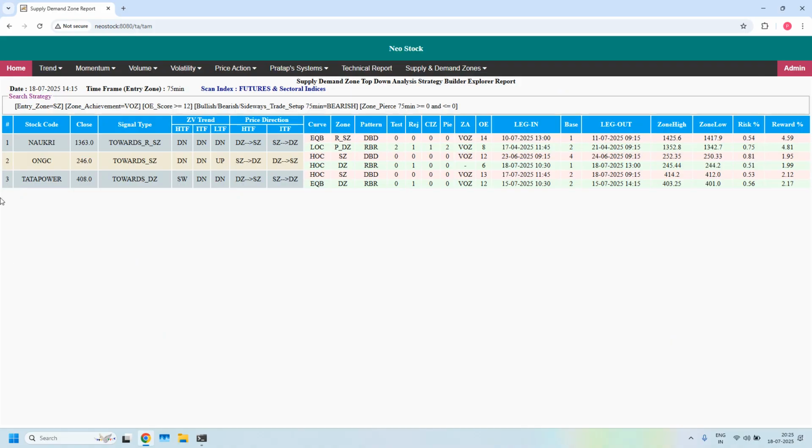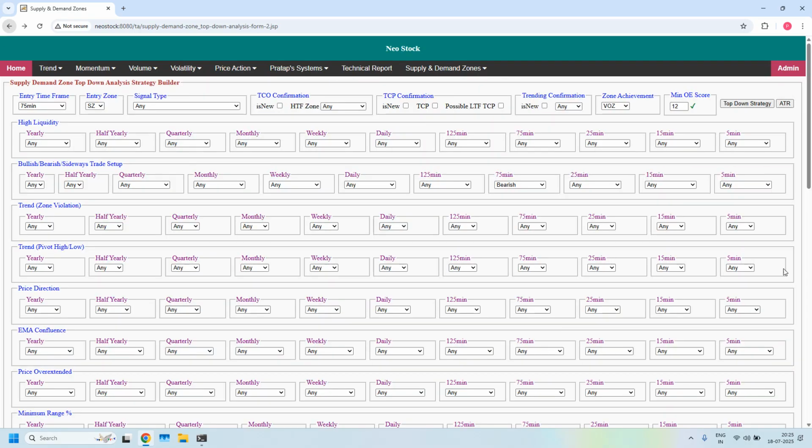With these filters, we got 3 stocks supporting bearish trade setup for weekly income trade, and entry time frame zones are 75 minute supply zones. Let us verify out of these 3 whether any high probability trade setup supported zones are available.